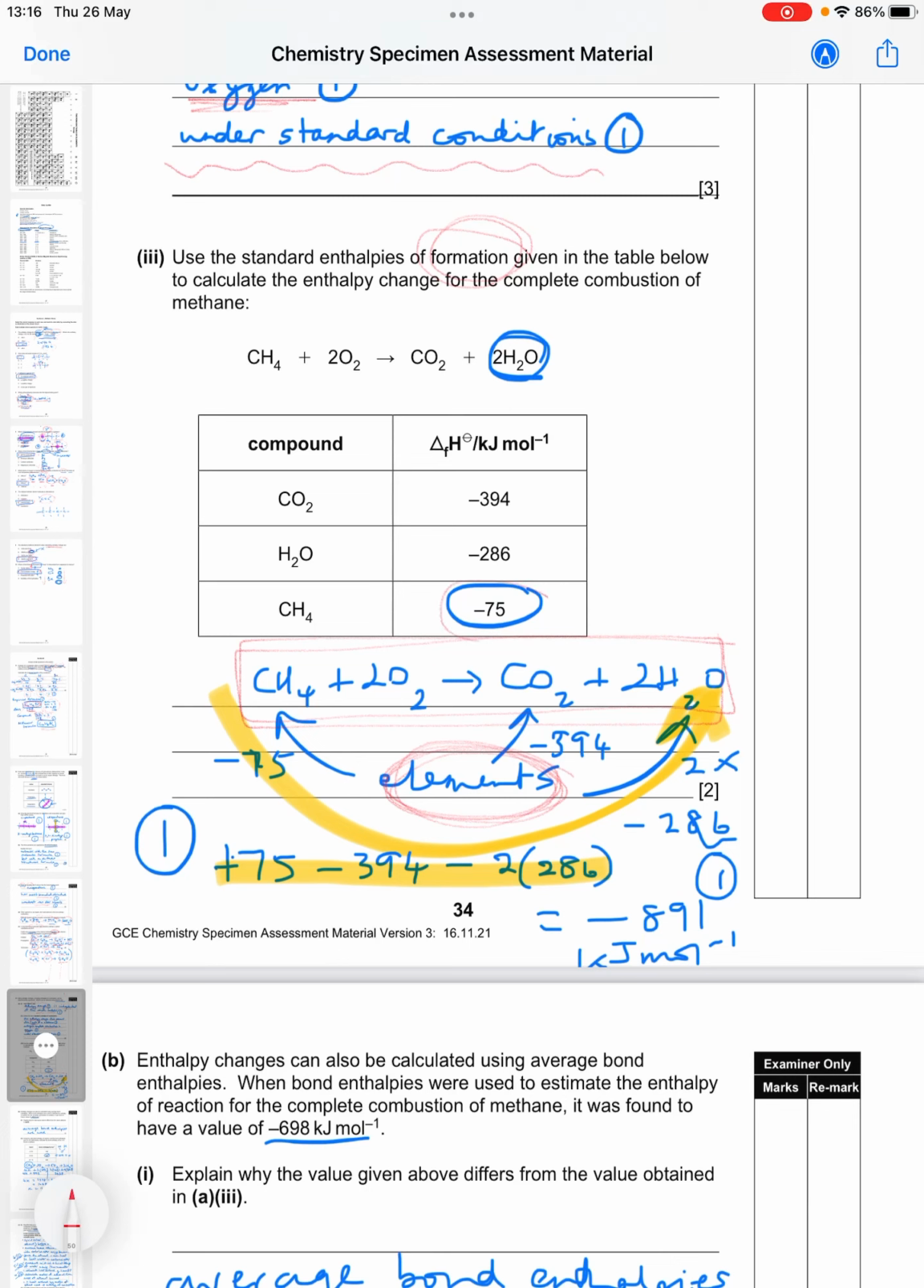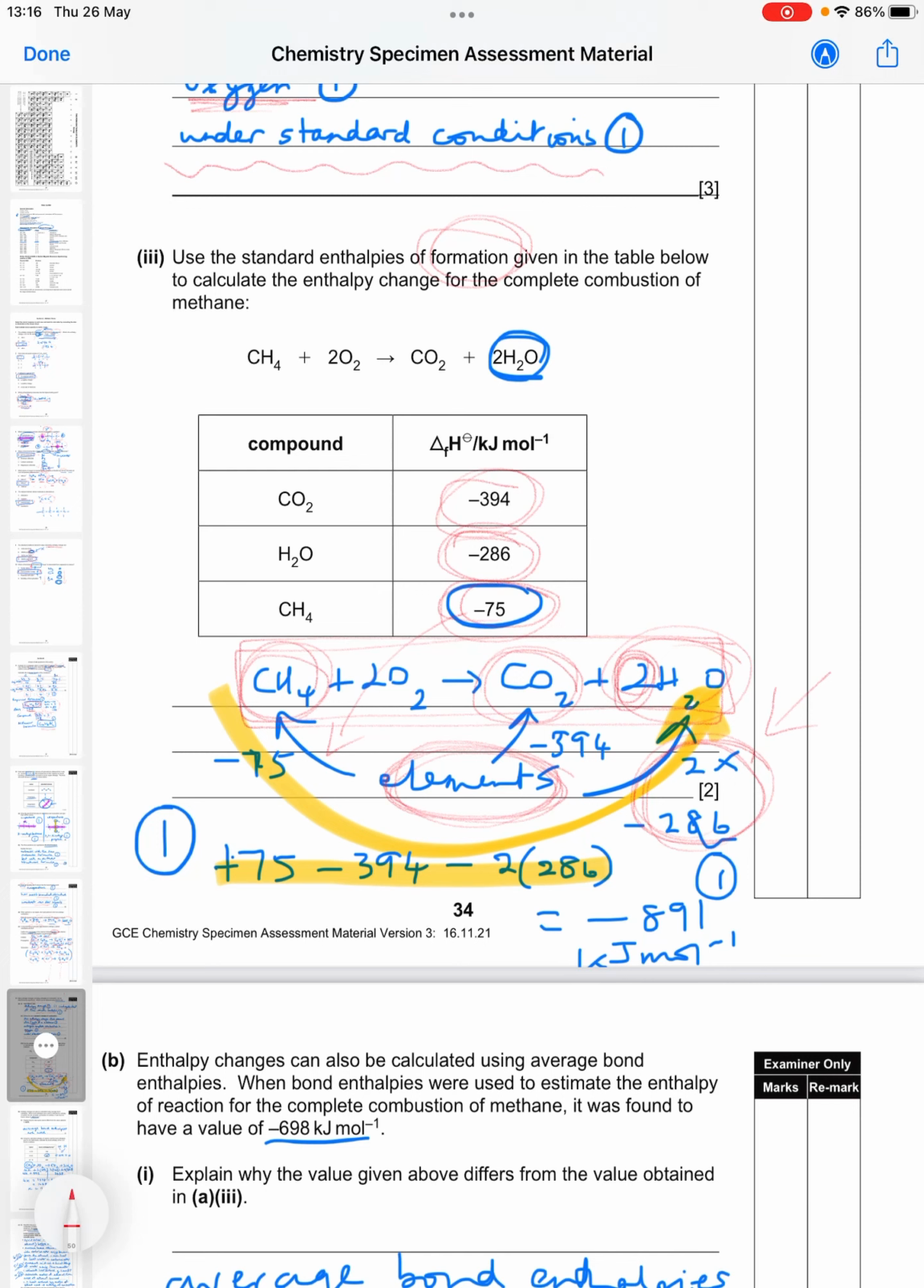So then you're writing in the numbers, so minus 75 for the formation of methane. For carbon dioxide, it's minus 394, and then for water it's minus 286, and you'll see I've put in here 2 times 286, not 96. You multiply it by 2 because there are 2 moles of the water in the balanced equation.